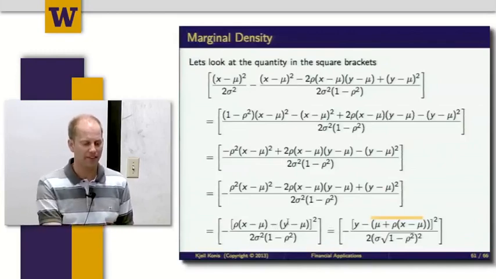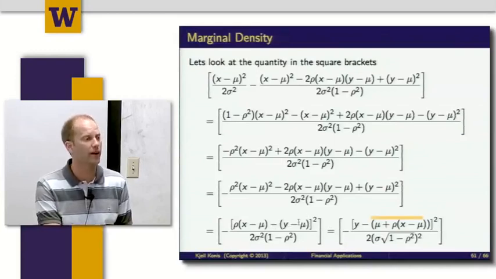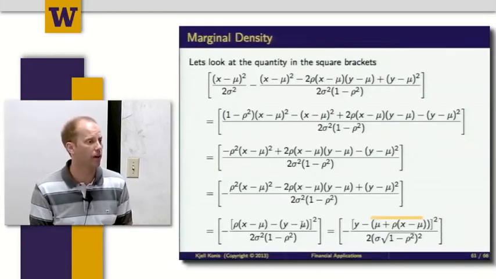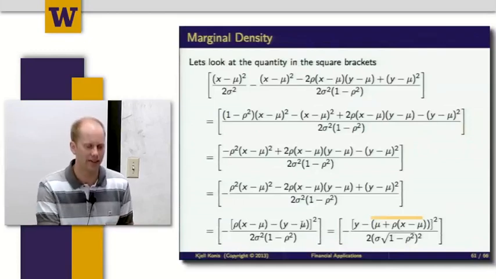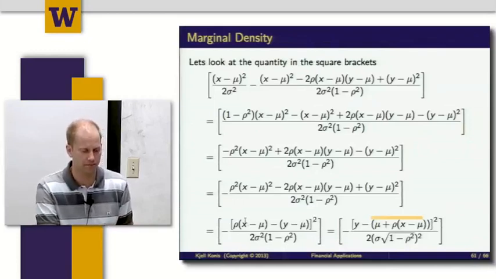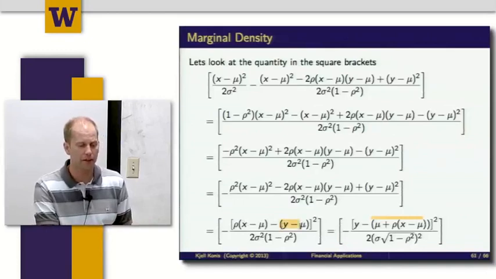So I did something that's a bit clever here. Since this is squared, I can multiply the inside by -1. So I can actually write this as y minus mu minus rho times x minus mu. And when I square that, the -1 will go away. So it'll be -1 squared times the product here.